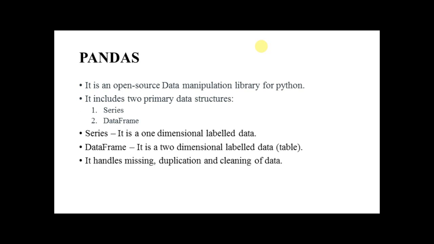There are two types of data structure we can use. First is series, and second is data frame. Series, as we can tell from the name, is a 1D labeled data structure. A data frame is a 2D labeled data structure, which we can also call tabular format data.